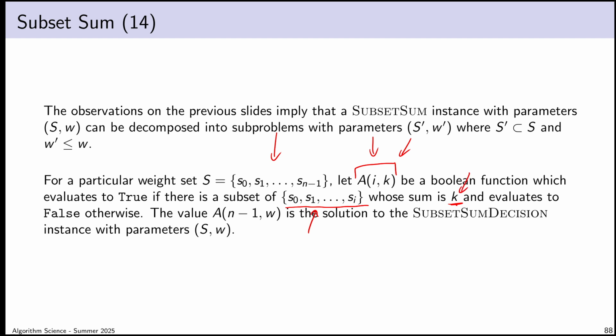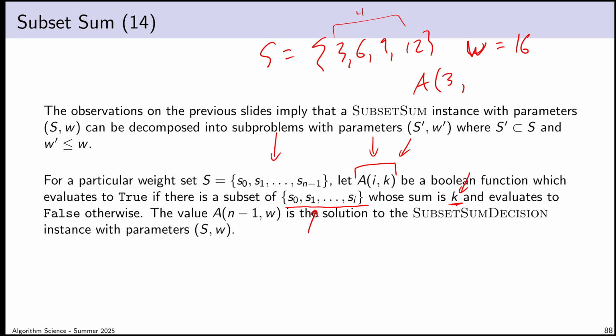So if you give me a value of S equal to, say, 3, 6, 9, and 12, and W is equal to 16, then here there are 4 of these weights, so what I want is A of 3, 16.